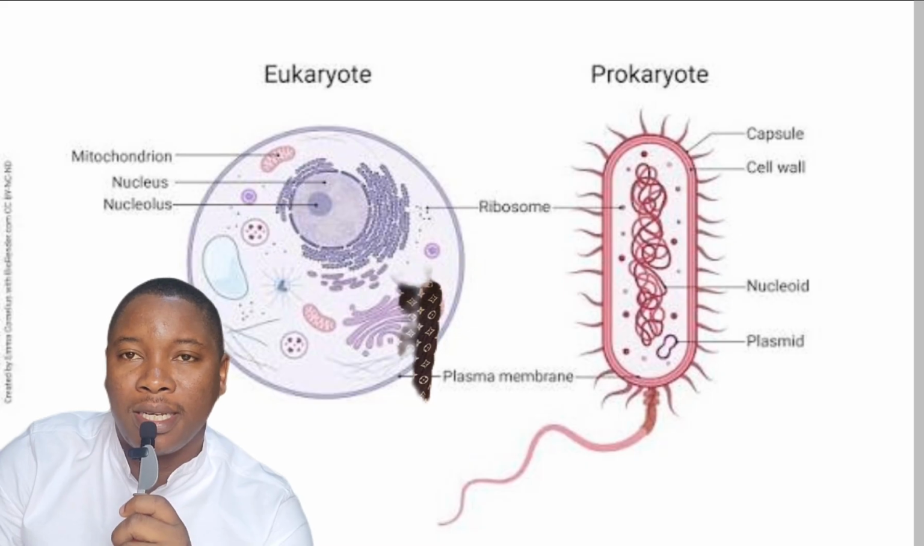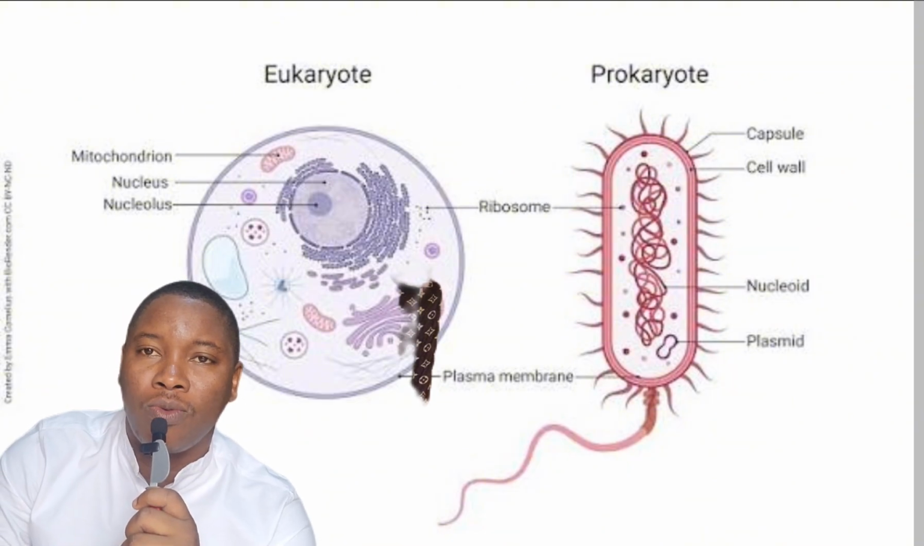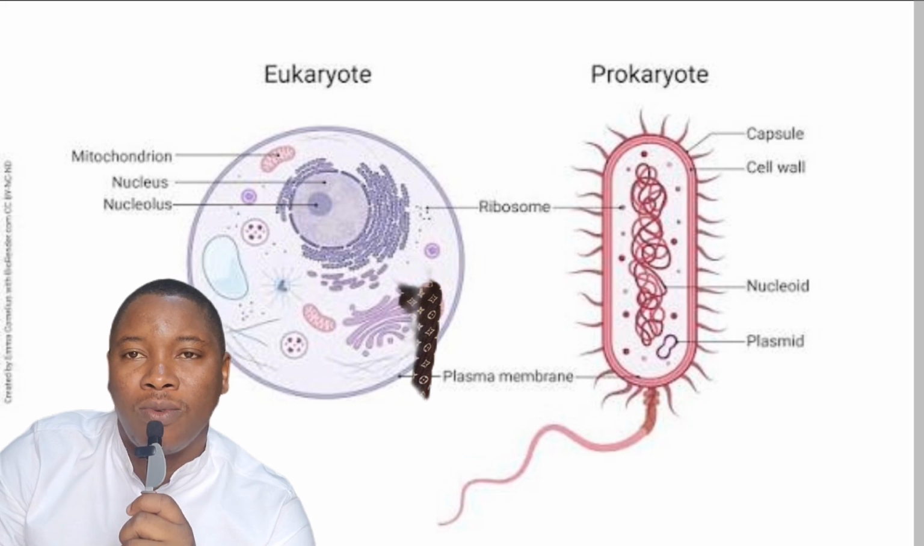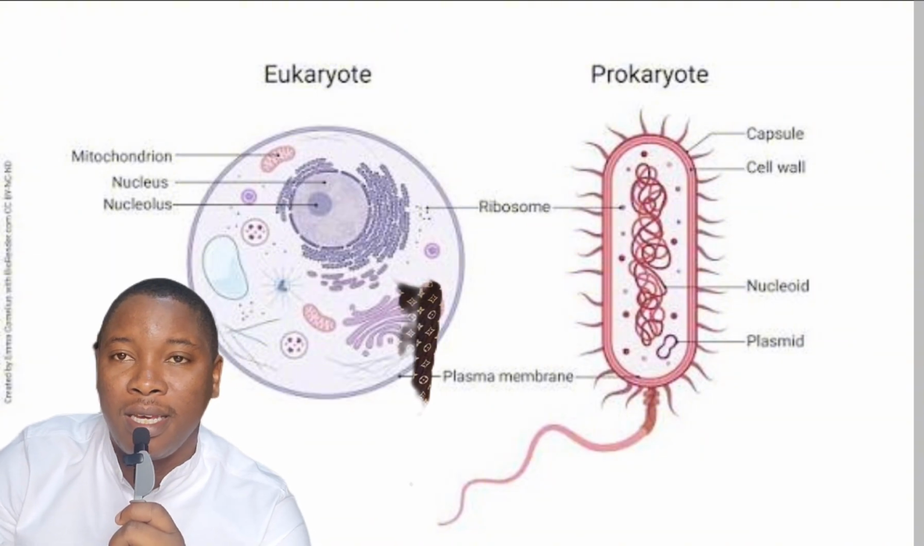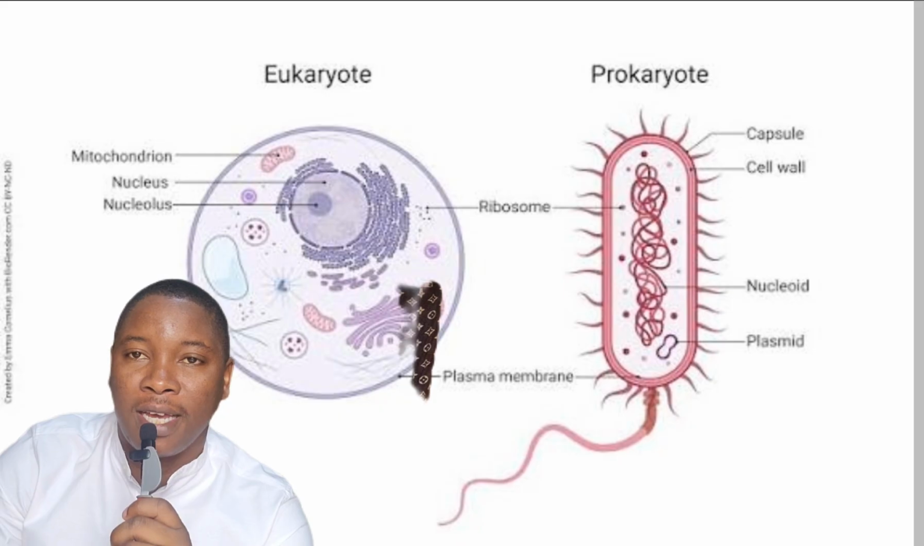Now, prokaryotic cells. Prokaryotes comes from a Greek term that means primitive, something that is not as well developed as another. So when we talk about prokaryotic cells, we talk about cells that are not fully developed. We say they are not fully developed because they lack some basic features that can be easily and clearly seen in eukaryotic cells. And this is important for us to note as life scientists.